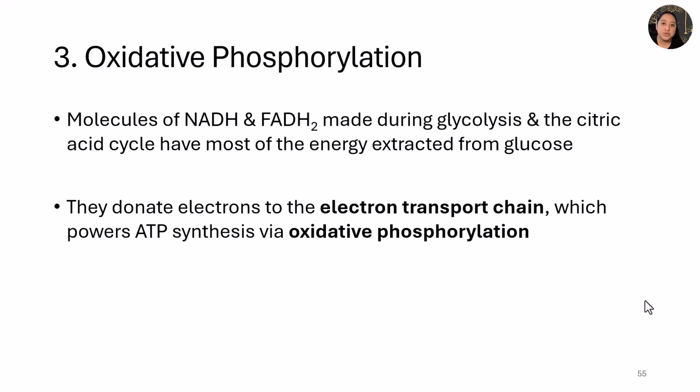So those molecules of NADH and FADH2 that are made during glycolysis and the citric acid cycle have most of the energy extracted from glucose so far. All the energy is in those electrons. And so these molecules are now going to carry their electrons. They're going to donate electrons to the electron transport chain, and that's going to power the creation of ATP via oxidative phosphorylation.